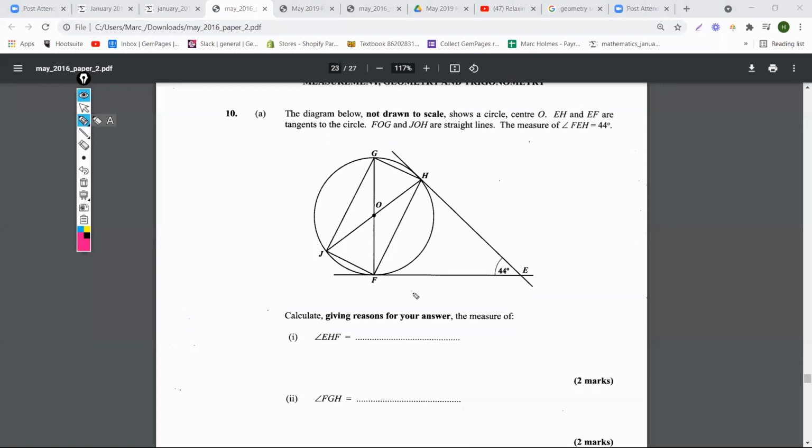So moving on to some circle theorem, guys. It says here the diagram below, not drawn to scale, shows a circle. So this is a circle theorem question. And it says here, right here is 44 degrees. Cool. So it says here, find EHF. Remember, H is the middle. Yes, E to H to F. So let's find that angle there. Where's E? EHF, which is E to H to F. So they want us to find this angle right here.